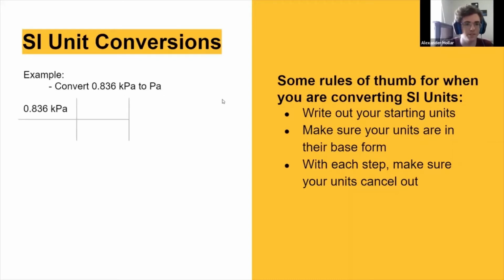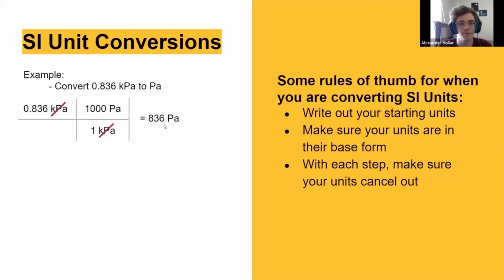The first thing we're going to do is write out 0.836 kPa. Then we can check our conversion table and realize that 1 kPa is equal to 1,000 Pa. Then we can write out our units, make sure that our units cancel out, and multiply it, keeping in mind sig figs, and end up with our answer here, which is 836 Pa, pascals.